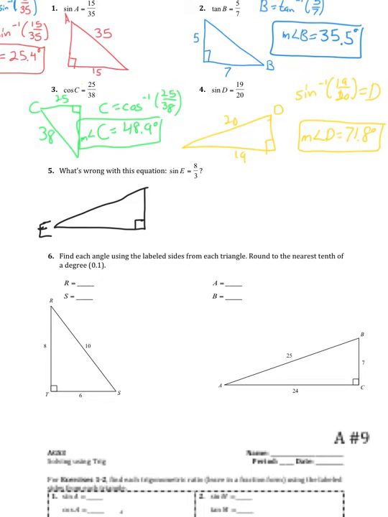All right, so let's take a look at problem 5 real quick. I set this up, and angle E, I'm going to go opposite, is 8. Hypotenuse is 3. So right off the bat, what's wrong with this problem? Why is this not going to work? It says, what's wrong with this equation? Anyone know what it is? Something about the hypotenuse, right? The hypotenuse is off. What do you mean by when it's off?